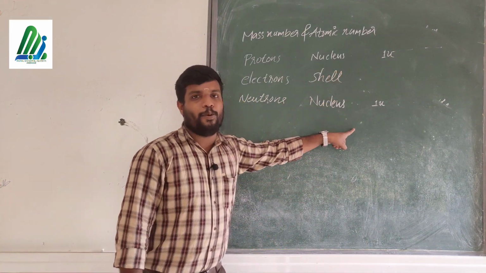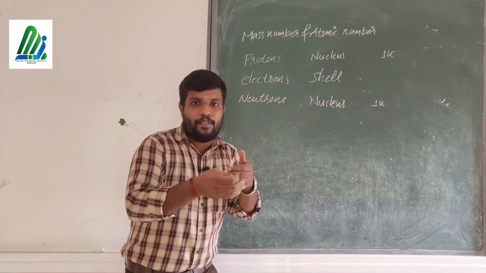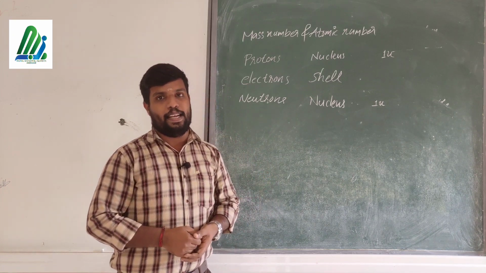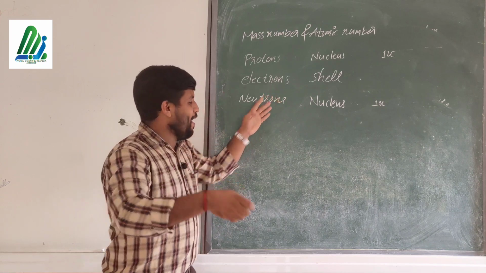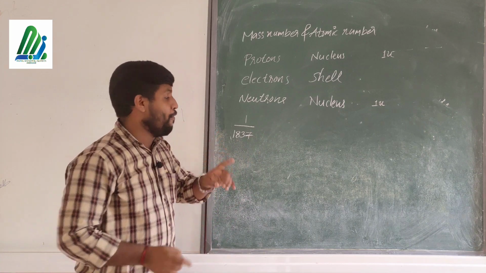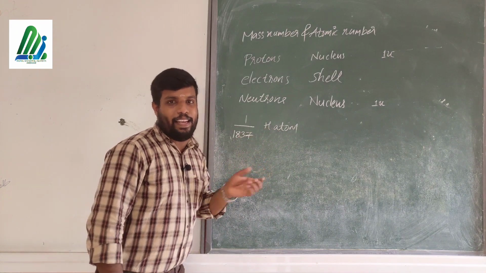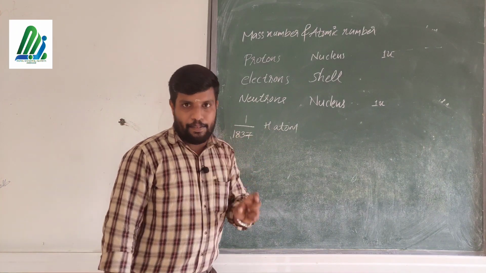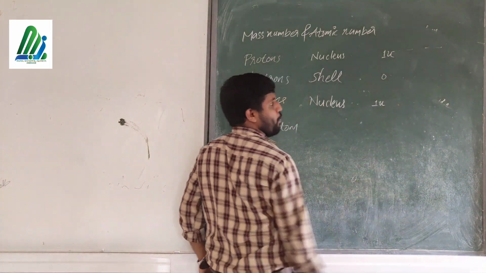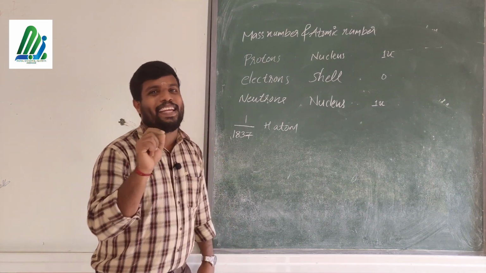Compared to the proton and neutron, the mass of the electron is very small. It is 1/1837 part of a hydrogen atom. So that means it is comparatively very small. For practical purposes, listen carefully, we are considering that value as 0. The mass of an electron is 0. It is only for practical purposes, and that is important.